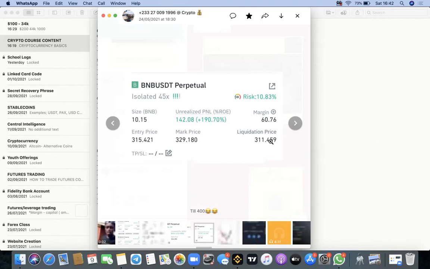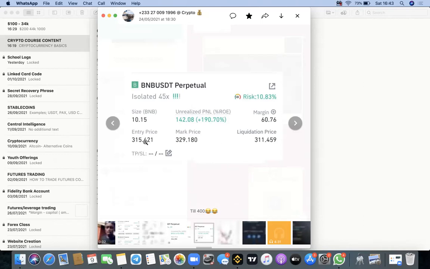So liquidation price just means that when the market price falls from 329.180 to 311.459, you've been liquidated. Liquidation means that your money is gone, your $60 margin plus profit. I hope you get that. That's what liquidation means.